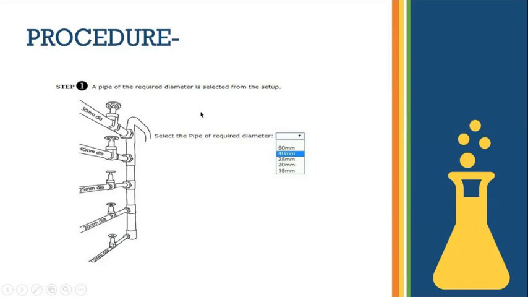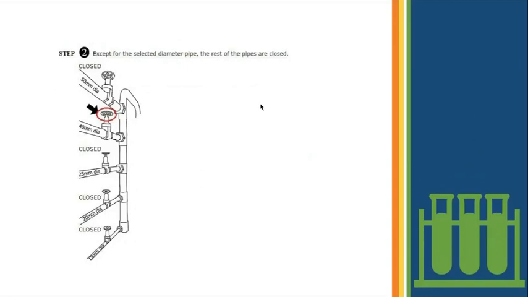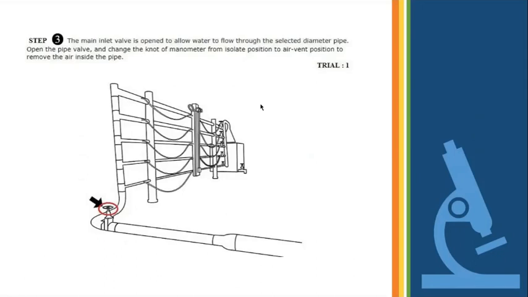So now we will start with the procedure. Step 1. A pipe of the required diameter is selected from the setup. In this case, we have selected the pipe of 50 mm diameter. Step 2. Except for the selected diameter pipe, the rest of the pipes are closed. Step 3. The main inlet valve is opened to allow water to flow through the selected diameter pipe. We will open the pipe valve and change the knot of the manometer from isolate position to air vent position to remove the air inside the pipe.